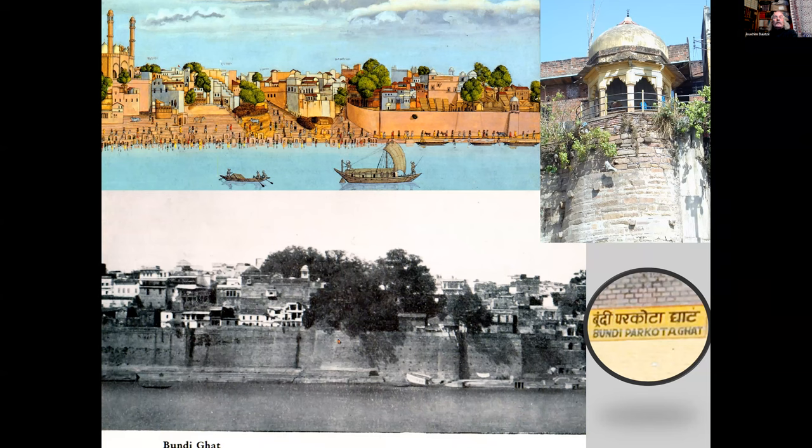You can still see it here. It was a new palace construction, the Bundi Ghat, in the 1920s. Here in the early 19th century, the Bundi Ghat. And whatever remains of the Bundi Ghat is this Burj or tower. This is the same you see here. The rest has almost disappeared. And today, this ghat is called Bundi Par Kota Ghat.